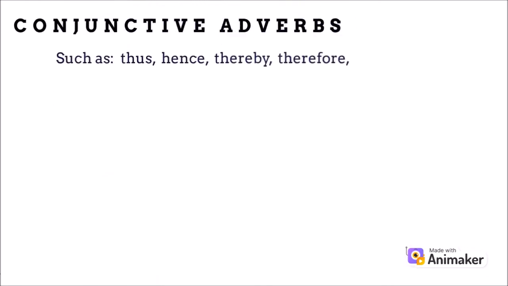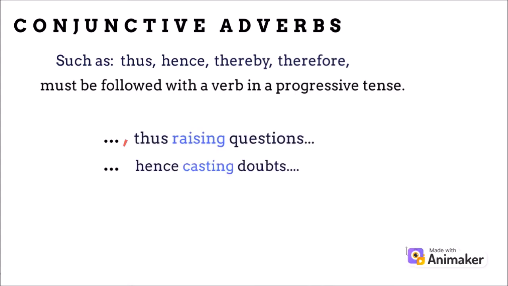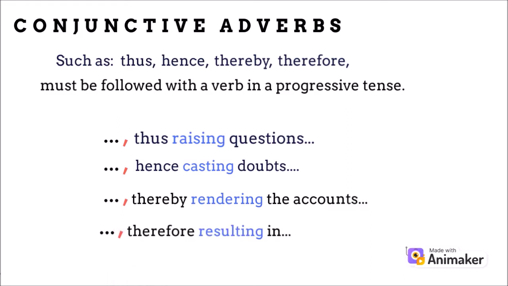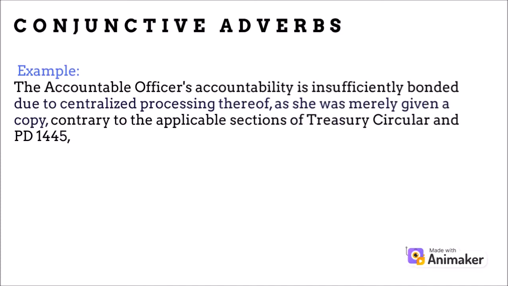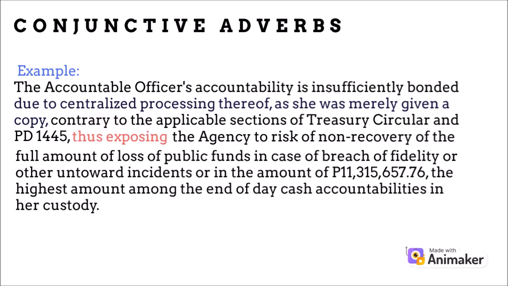Conjunctive adverbs such as thus, hence, thereby, therefore must be followed with a verb in a progressive tense, thus raising questions, hence casting doubts, thereby rendering the accounts, therefore resulting in. The accountable officer's accountability is insufficiently bounded due to centralized processing thereof, as she was merely given a copy, contrary to the applicable sections of Treasury Circular and PD 1445, thus exposing the agency to risk of non-recovery of the full amount of loss of public funds in case of breach of fidelity or other untoward incidents, or in the amount of 11 million, the highest amount among the end-of-day cash accountabilities in her custody.